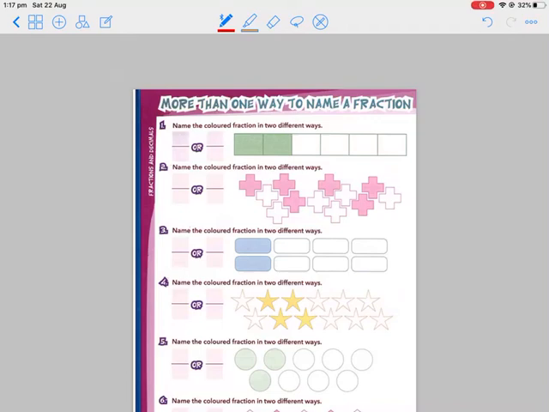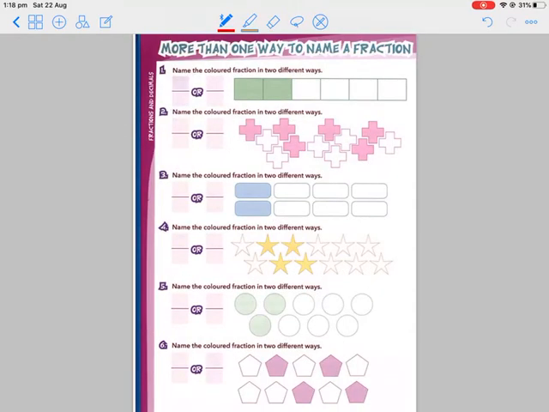Here we go. More than one way to name a fraction. This is about renaming. I think you guys know all about renaming whole numbers, but when it comes to fractions it can get a bit tricky. But let me demonstrate maybe the first two of these, and you can see what to do for the rest. Okay, so here we go.